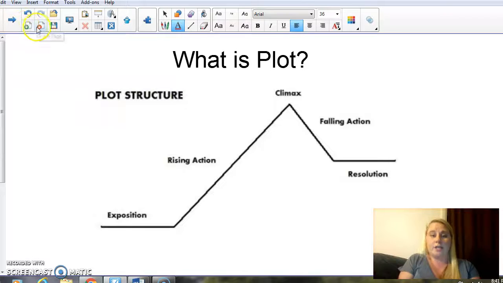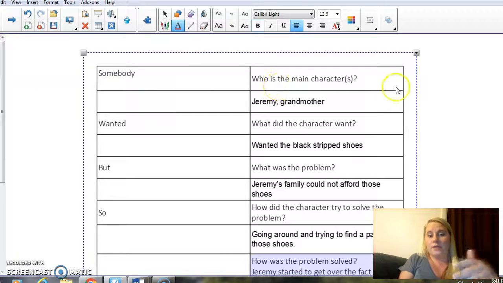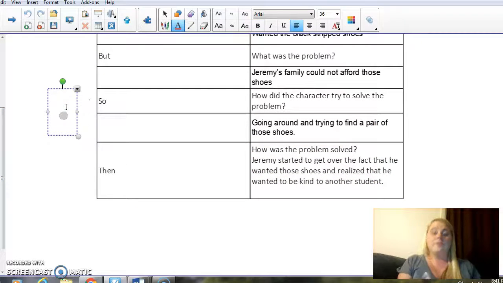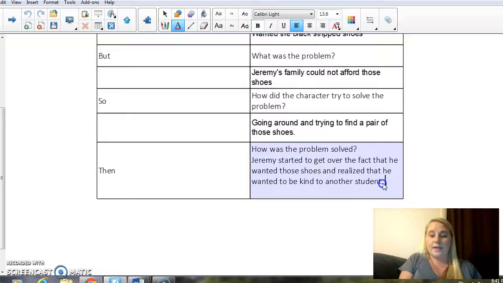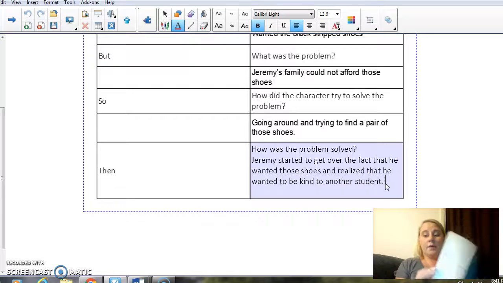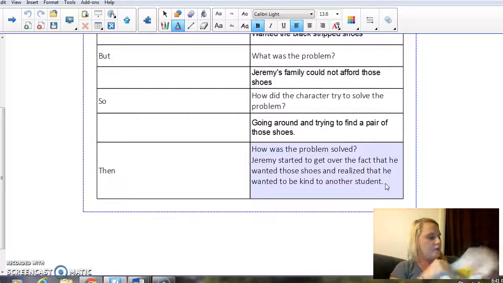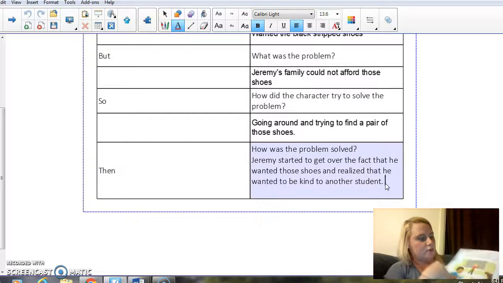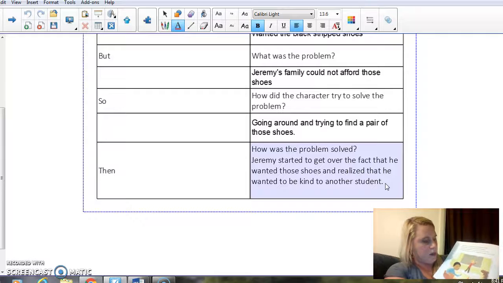Let me go back to our plot. Yes, the falling action of our story was, Jeremy really realized that these shoes were not going to fit him, and he got over his problem and he continued to think of the other people. If you go back in the book, the page talks about how when he realizes they don't fit, I'm going in the book right now, so if you guys can go on the video or you can listen in, he saw another student who didn't have those shoes and he thought about it all night.